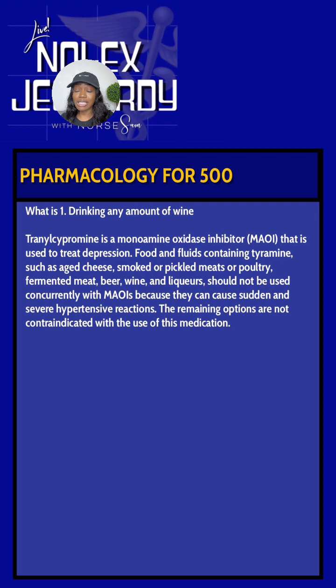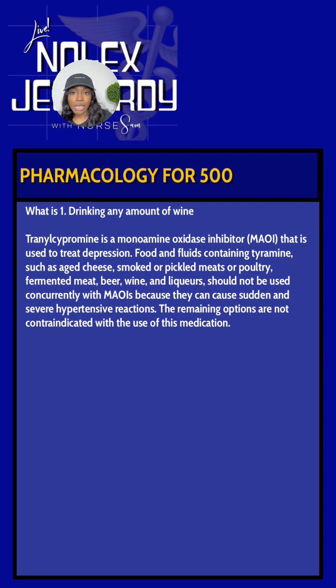Now, the ones that are safe, containing a low amount of tyramine, are mozzarella and ricotta. Ricotta cheese, mozzarella cheese, I think cream cheese as well, but definitely ricotta and mozzarella. Those are low tyramine containing cheeses. So just know your aged cheeses and your safe cheeses as far as tyramine. Also, smoked or pickled meats or poultry. All right, so pepperoni. All right, fermented meat.